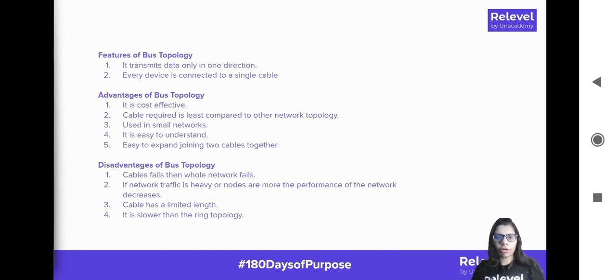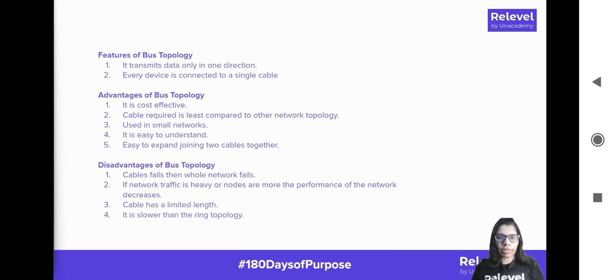In this particular topology, security is also very low. It operates on a very low security as it is connected by cable. The cable also has a limited length, and the last disadvantage is that it is slower than ring topology. Okay. So these are pretty much the advantages and disadvantages of bus topology. I hope this is clear to you.